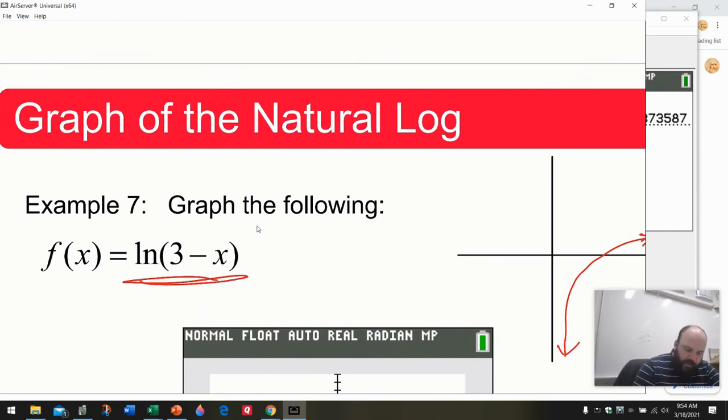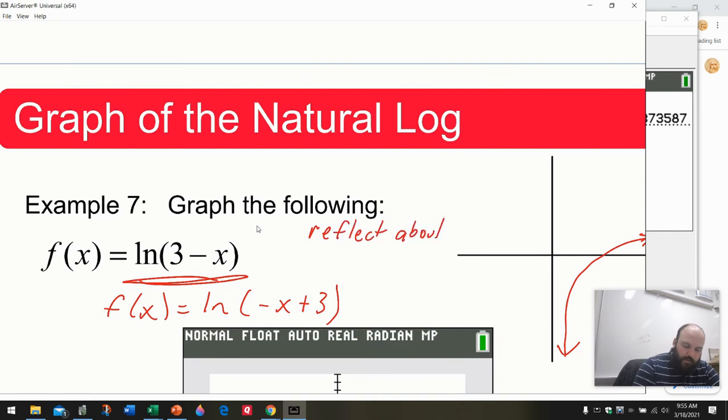First thing I would suggest doing is we should reorder this. So it's f of x equals the natural log of negative x plus 3. Now, the reason why I reordered that is because I think it's a little bit easier to understand the transformations that are going on. The first transformation we will look at is this negative directly on the x. When there's a negative directly on the x, it will cause a reflection about the y-axis. So we reflect about the y-axis.